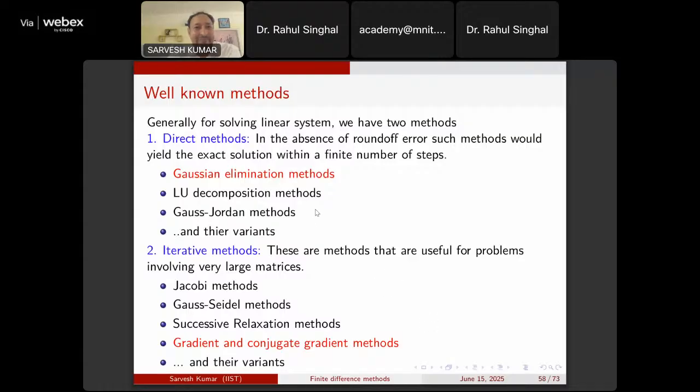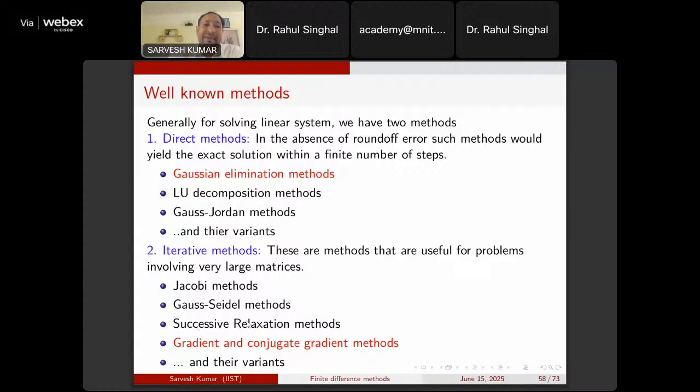Direct scheme: Gauss elimination method. This actually creates a lot of issues. And singular value decomposition, Gauss method. The iterative methods, you have seen Jacobi method, Gauss-Seidel method, etc. Gradient and conjugate gradient. These methods are good, but they are iterative methods.